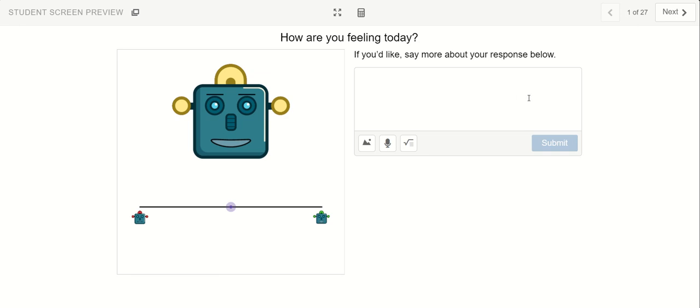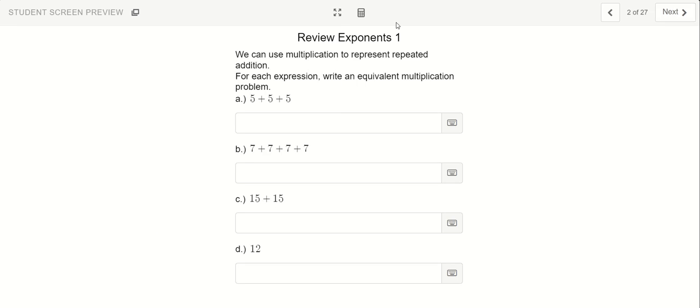All right, in this video, we're going to go over investigation 4.1 from the second chapter. So the first section is just going to be a quick review of exponents. Before we review exponents, let's review multiplication. One way to show repeated addition is by writing a multiplication problem.